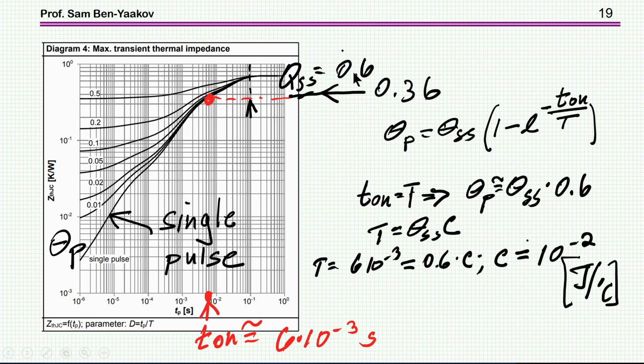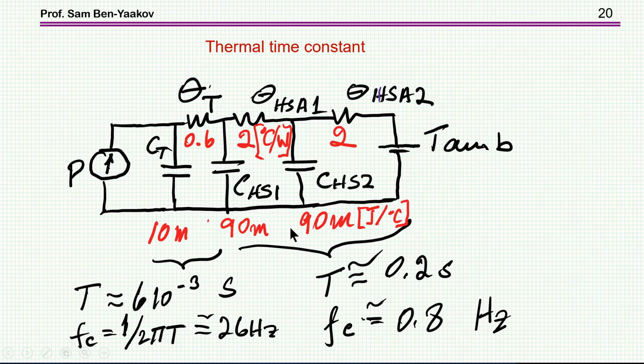So I'm looking when this drops by 0.6, that is 2.36, and I find that the time constant is 6 times 10 to the minus 3, that is 6 milliseconds, from which, and this is what I'm after, I can calculate that the thermal capacity is 10 to the minus 2 joule per degree centigrade. So by this, I have extracted a missing parameter for the thermal model of the transistor, including the thermal capacity. So now I have the complete model for this particular example.